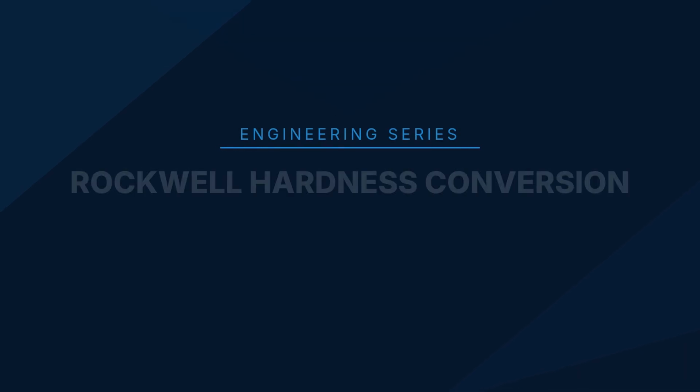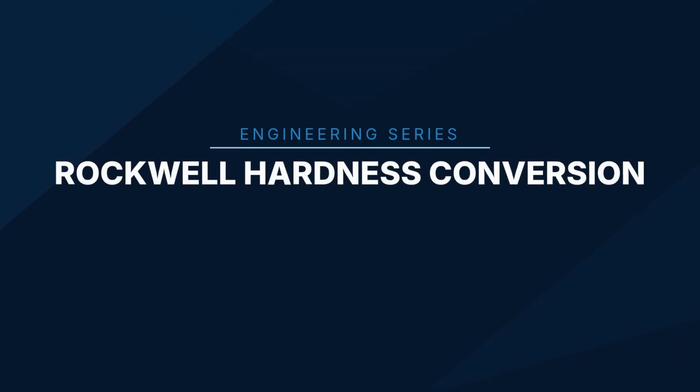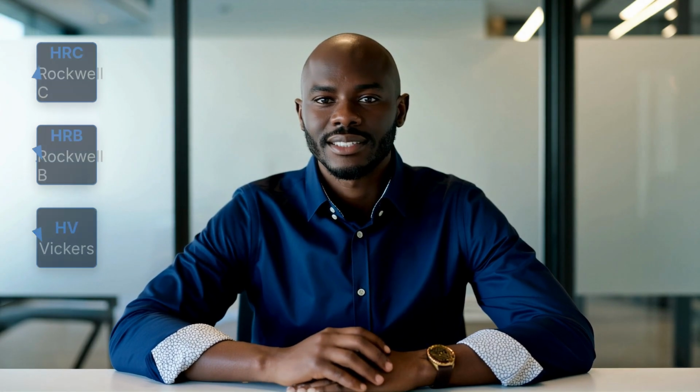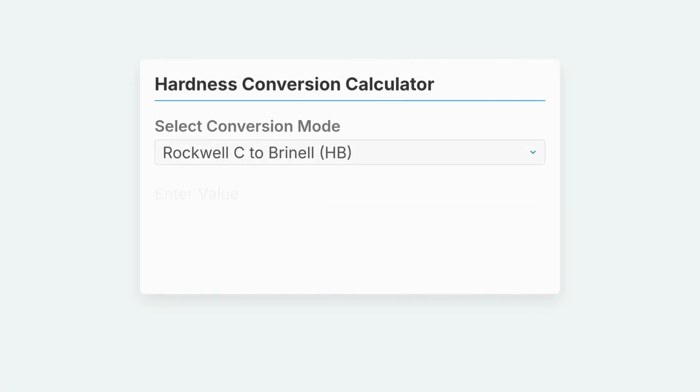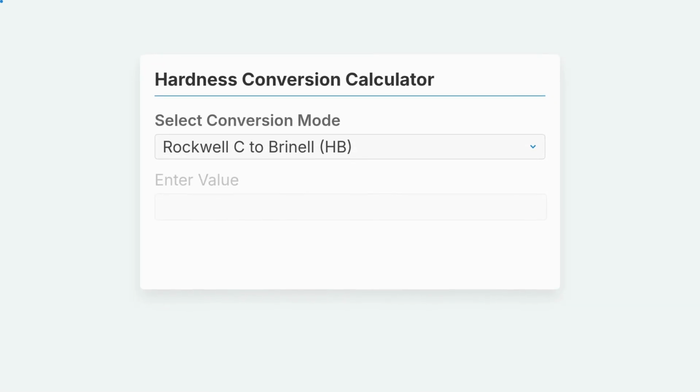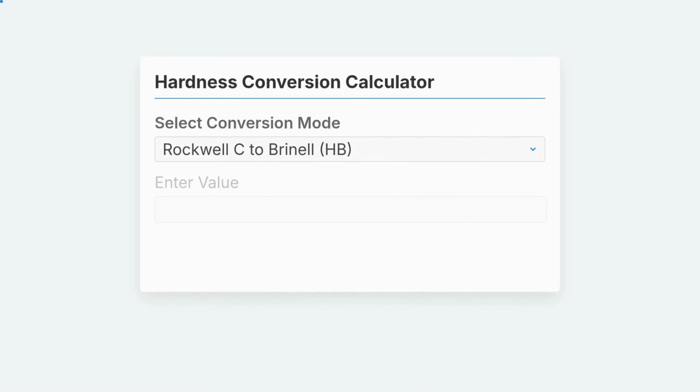Welcome, engineers. Today I'm demonstrating the Rockwell Hardness Conversion Interactive Calculator, an essential tool that solves a critical problem in materials engineering, converting between different hardness measurement scales. When comparing material specifications from various suppliers or international standards, let's examine the calculator inputs. First, you'll see the Select Conversion Mode drop-down menu.